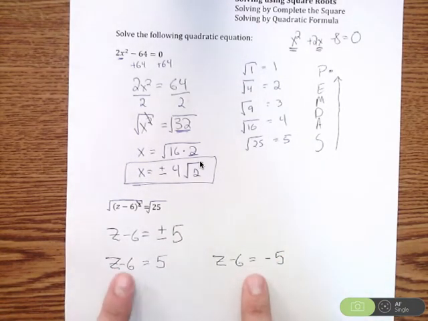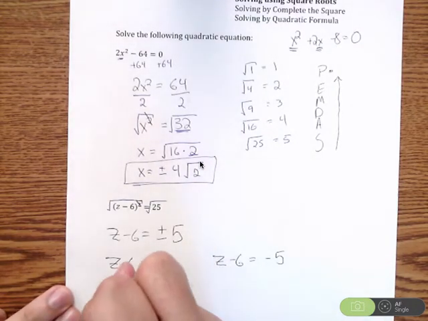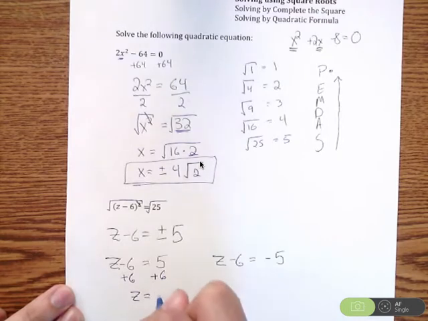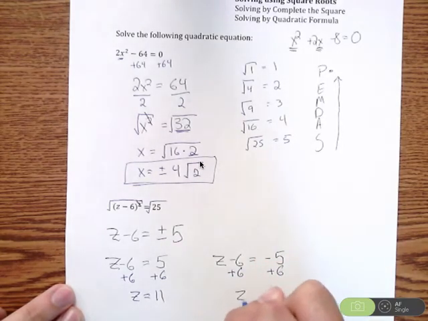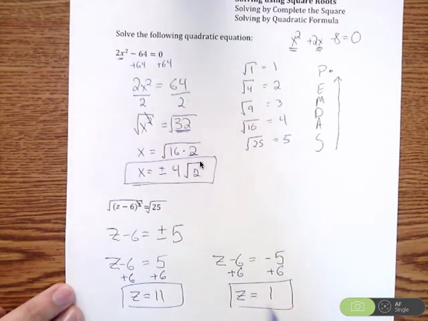Now I just need to solve each of these problems individually using Algebra 1. So if I have z minus 6 equal to 5, I'm going to add 6 to both sides. That will give us z equals 11. Over here I have z minus 6 equals negative 5. I'm going to add 6 to both sides, and that is going to give us z is equal to 1. Both of these answers are our solutions to this quadratic.